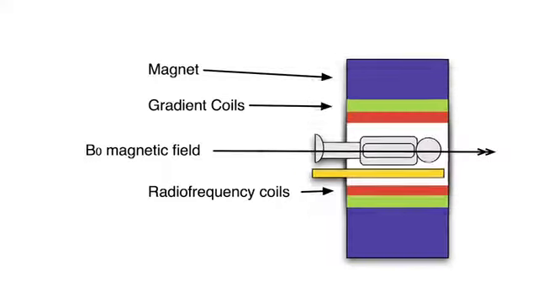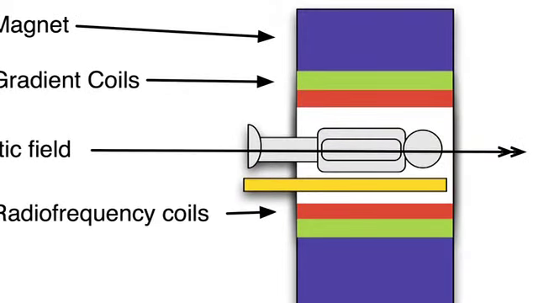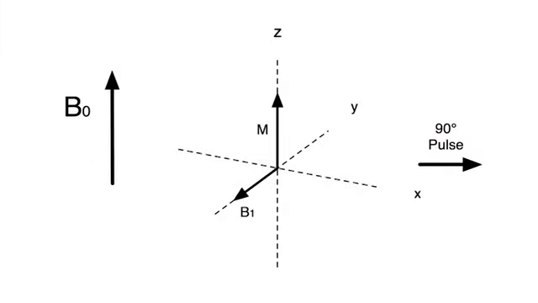Remember that, until this happens, M and B0 are aligned in the same z-axis in which the patient is lying. But the RF pulse generates a weak oscillating magnetic field, call it B1, which can only tip M out of alignment if it oscillates at the same frequency as the protons. We call this resonance. In this case, it tips it 90 degrees into the XY plane.